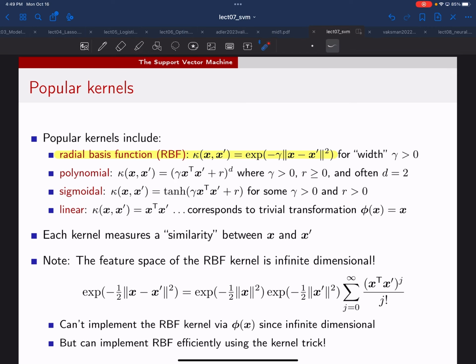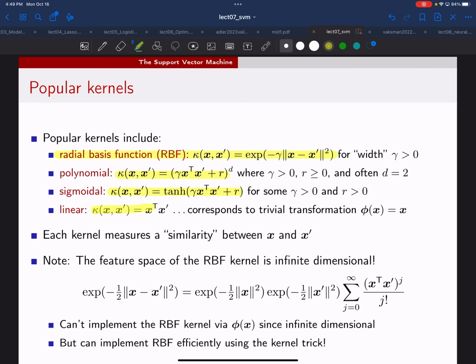Instead of using an exponential here on the square difference, you can use a polynomial on the inner product. That's this polynomial transformation. So here you have to choose what power d you're going to use. You could use a sigmoid. We didn't talk about it, but a sigmoid and a hyperbolic tangent are very similar. You could use a sigmoidal type shape.